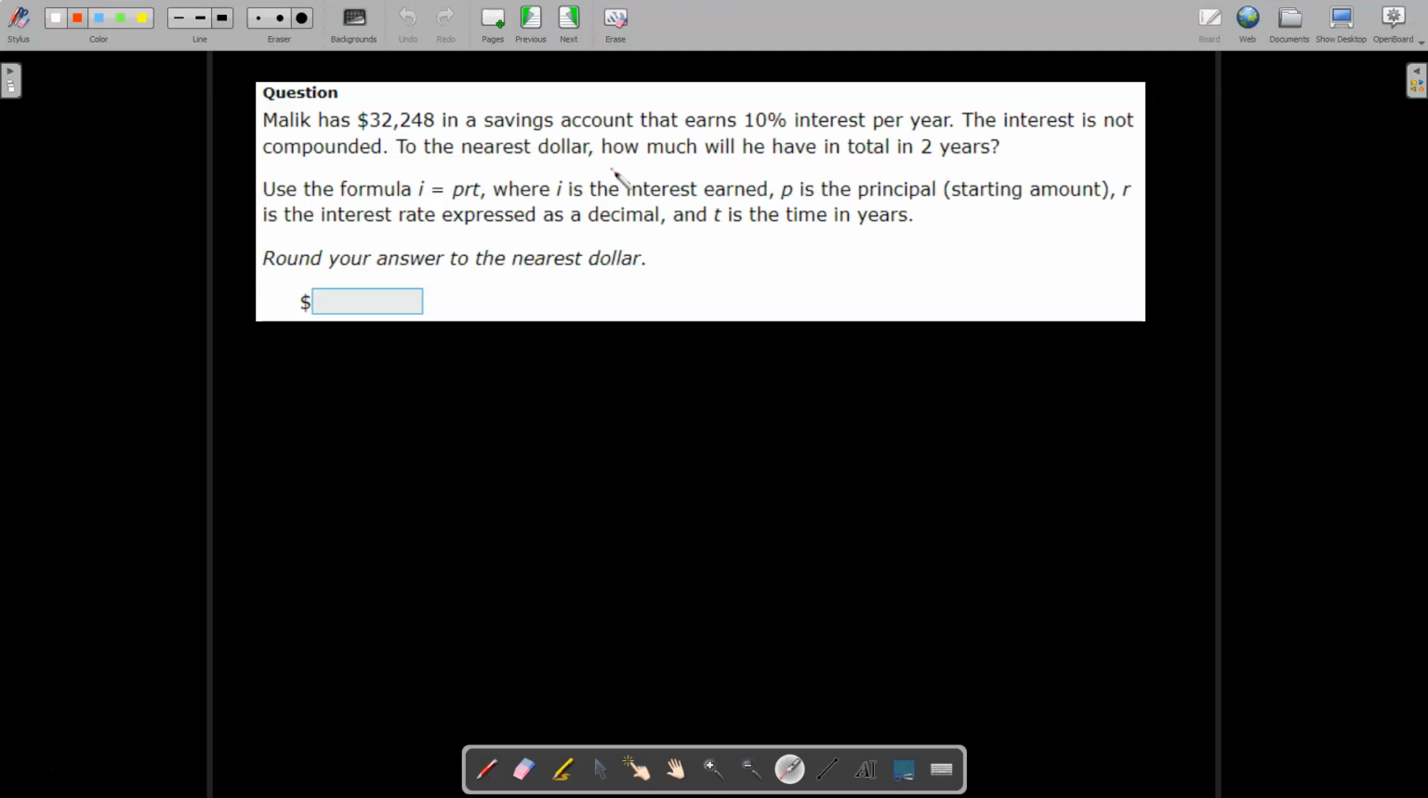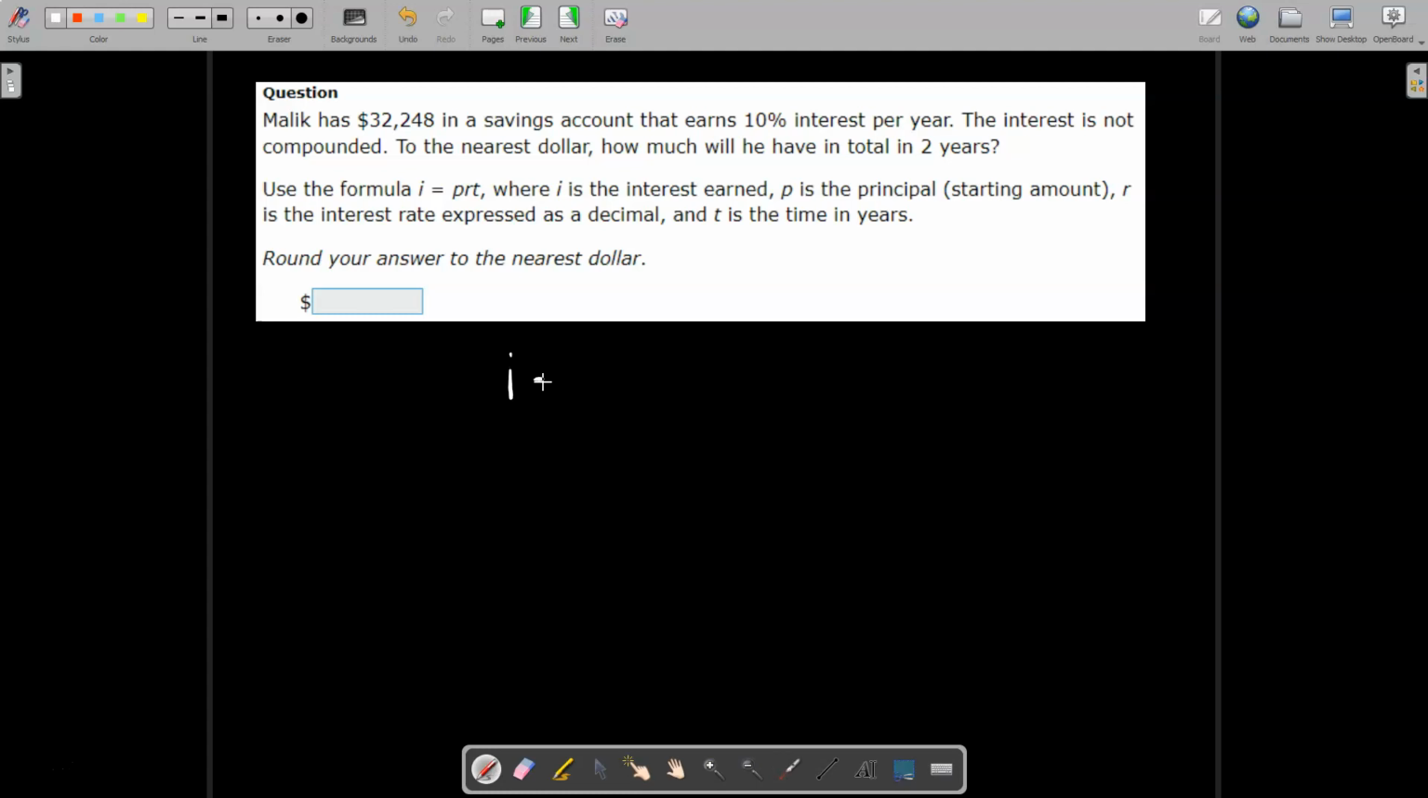Now, I put this question in because whenever I did this activity, I got caught up in putting dollars and cents and totally missed the phrase to the nearest dollar. So we'll use this example, but I want to be clear that we're rounding to the nearest dollar whenever we get to our final answer. And also, this is another one of those, how much will he have total in 2 years? Well, total is going to be his interest plus his initial principal, or his investment, his starting amount. So we'll go ahead and we'll figure that out.